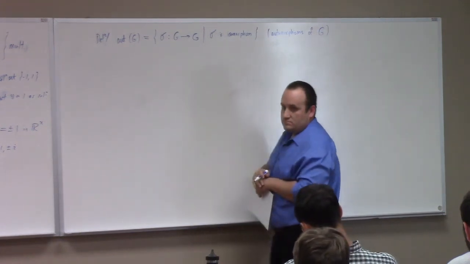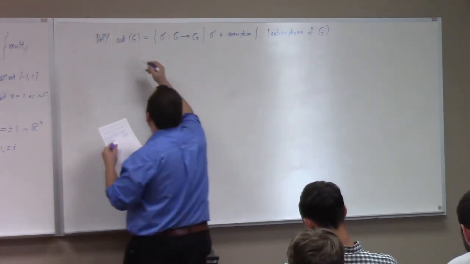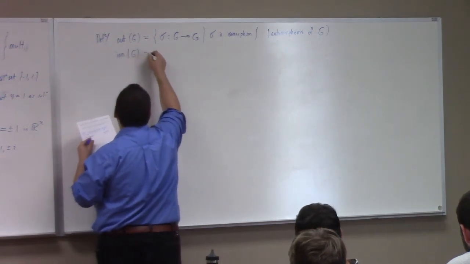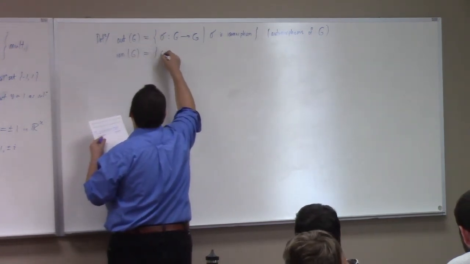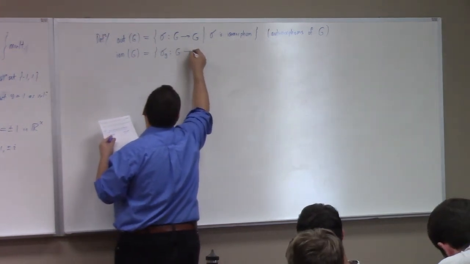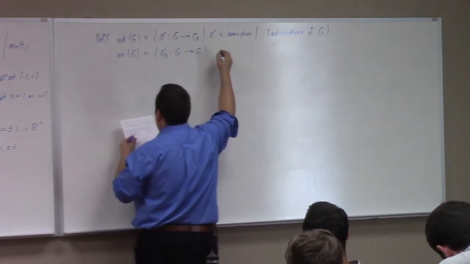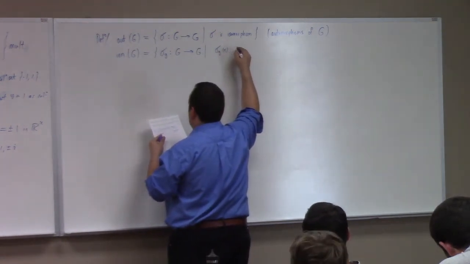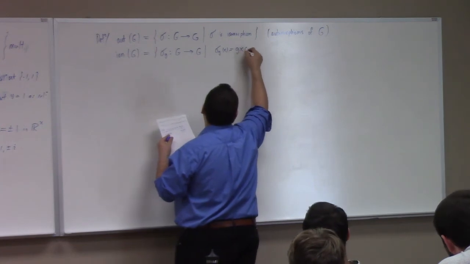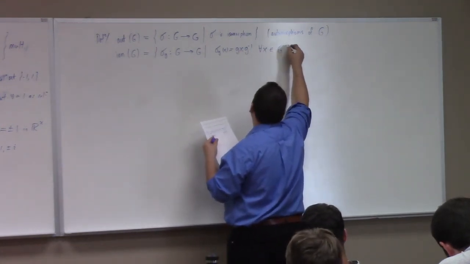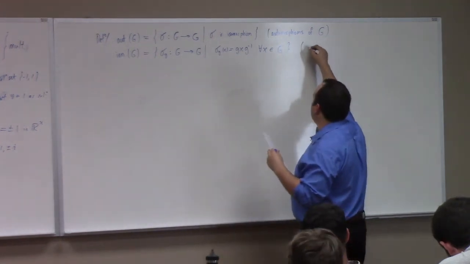You can also talk about the so-called inner automorphisms in G. This is sigma sub g, such that G goes to G again, and sigma sub g of x is conjugation by g: g x g inverse, like this. These are the so-called inner automorphisms.